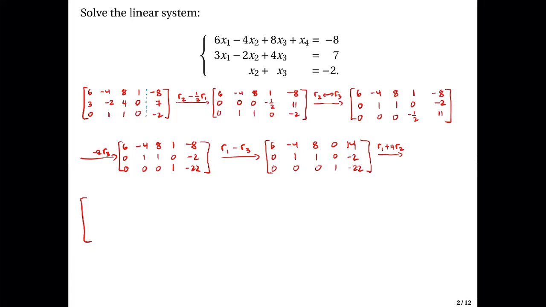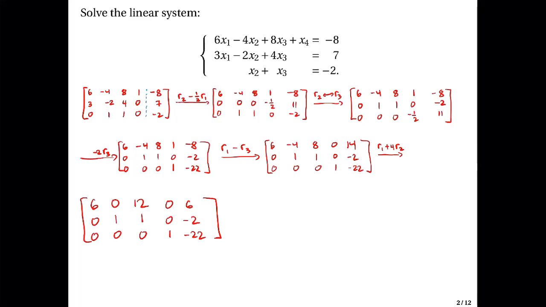6 plus 0, that's just 6. Negative 4 plus 4, that becomes 0. Then here you have 8 plus 4 times 1. Now that is equal to 12. And then 0 plus 0, that's still 0. And then in here you have 14 plus 4 times negative 2. So 14 minus 8, and that's equal to 6. Then here we have 0, 1, 1, 0, negative 2. And then third row, it's 0, 0, 0, 1, negative 22.